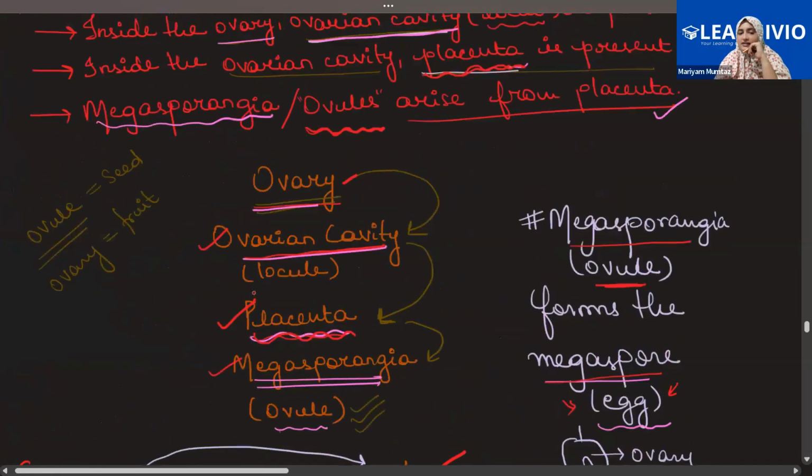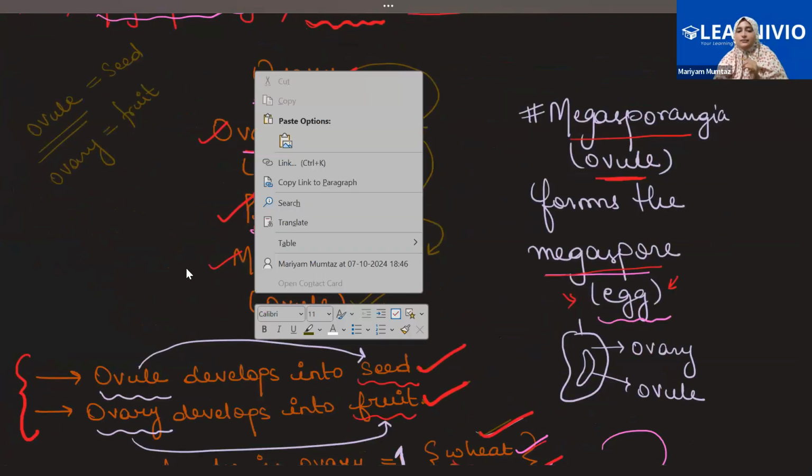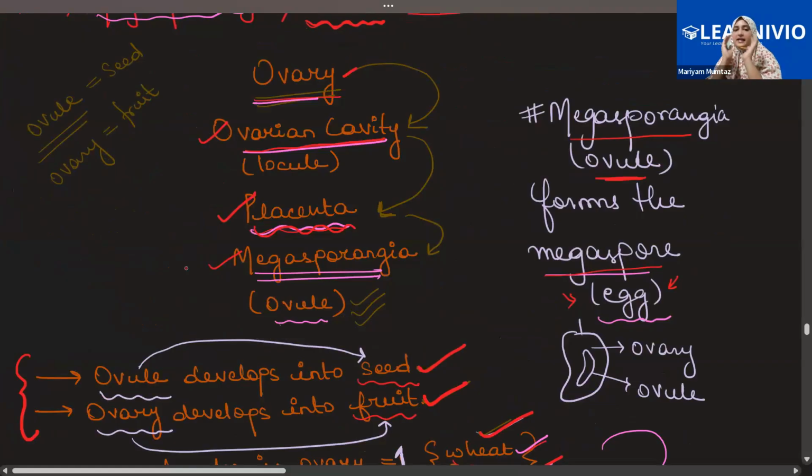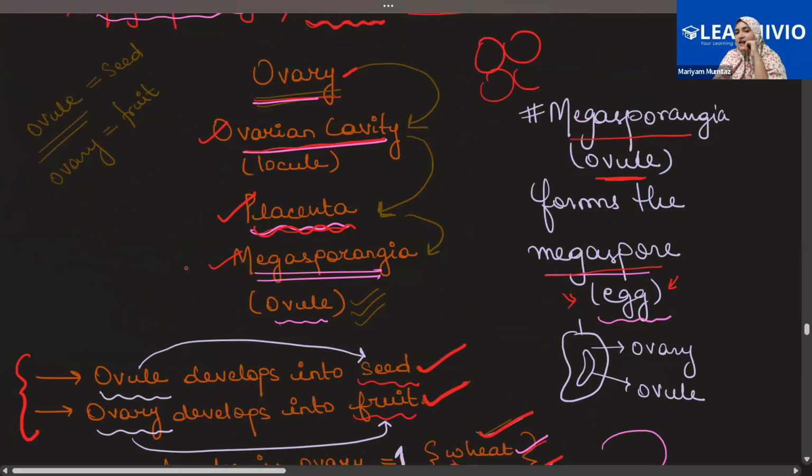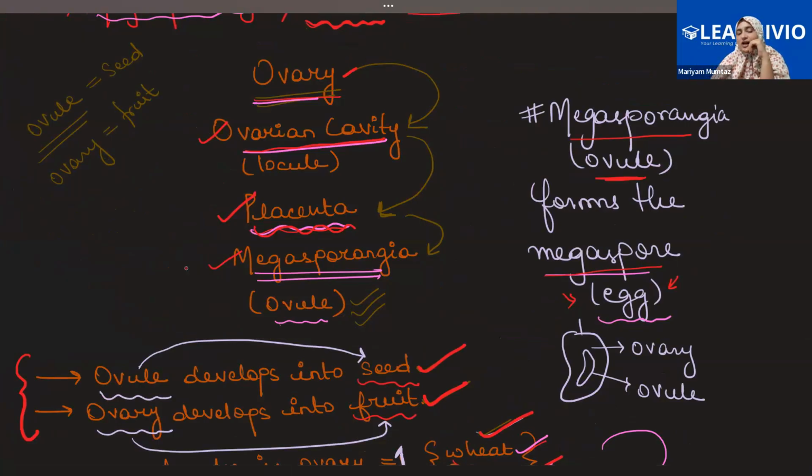So remember these, the chronology, like how the basal bulgy part is the ovary. Present inside the ovary are ovarian cavity or locule. Locule means it's like rooms. Rooms are there inside it. And then inside each of the cavity, there is placenta. And developing from the placenta will be megasporangia. If you say megasporangia or if you say ovule, it's the same thing. And then this megasporangia will give rise to the megaspore, that is the egg.